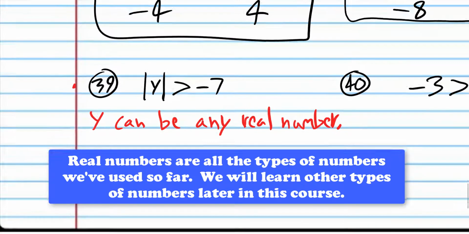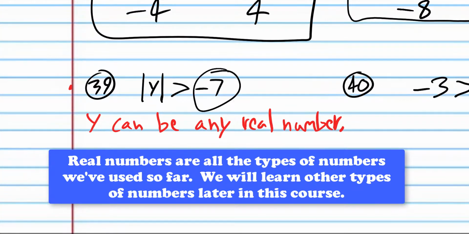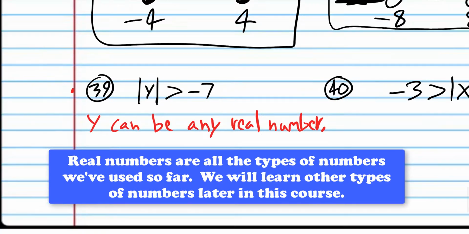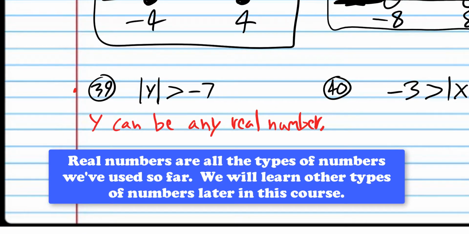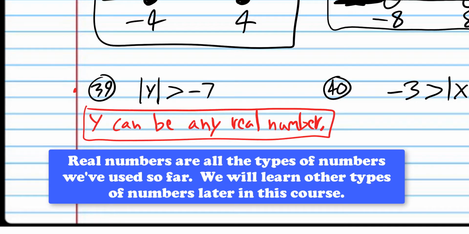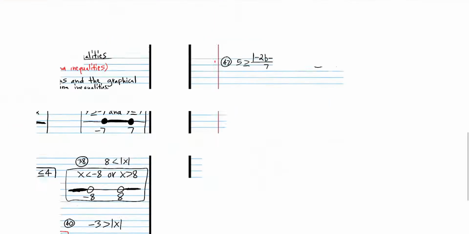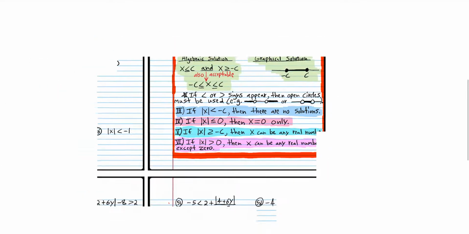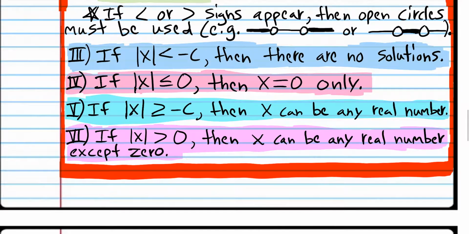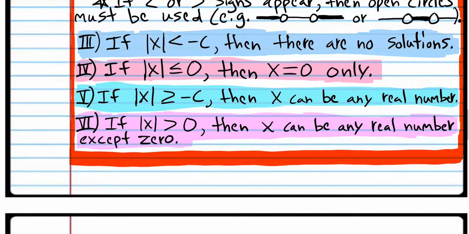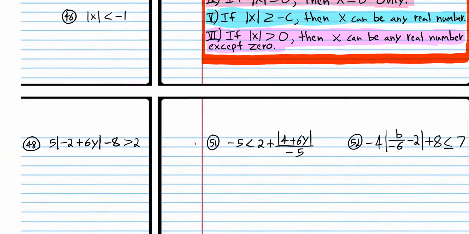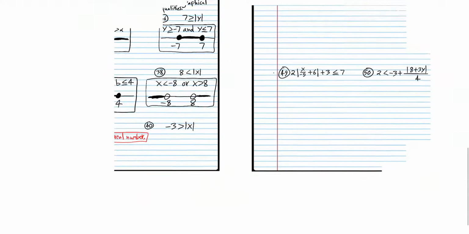That's the answer. So that was kind of a specialty problem. Whenever the absolute value of a number is greater than a negative number, y can be anything. It can be any number. So I'm writing that in red just to let you know that that was kind of a special problem. Now that situation is right here in blue. X can be any real number. The only difference is I wrote a greater than rather than greater than or equal to. But it's still any real number.